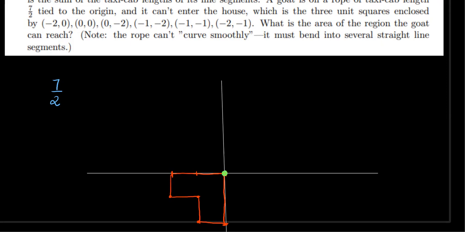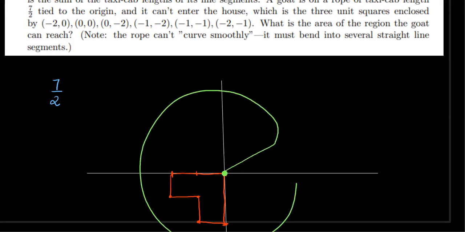Okay? With a rope of length 7 by 2. अब rope of length 7 by 2 में यहाँ पे rope ये usual rope नहीं है कि आप उसे एक circle की तरह यहाँ पे move करा दें. ठीक है? This is not like this. They have cleared it. The rope cannot curve smoothly.